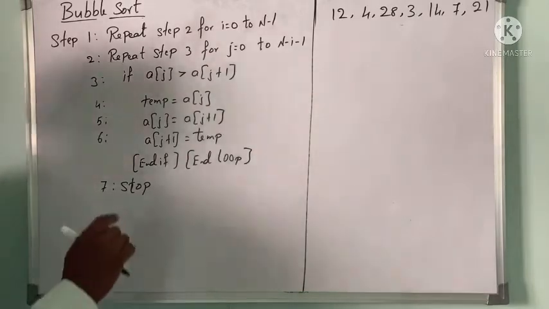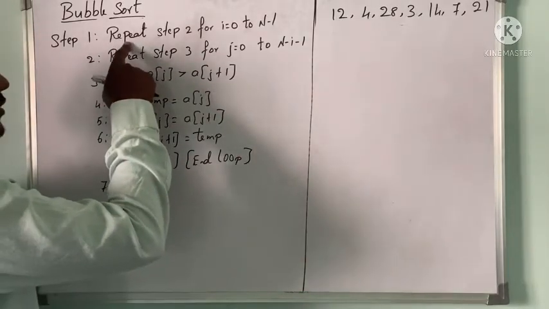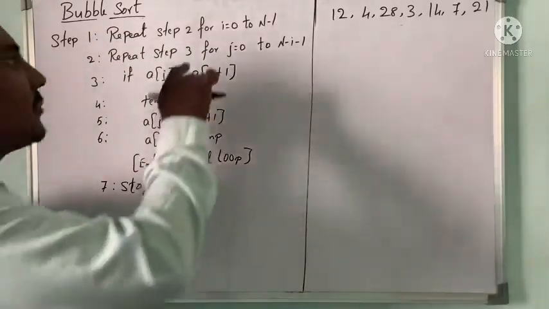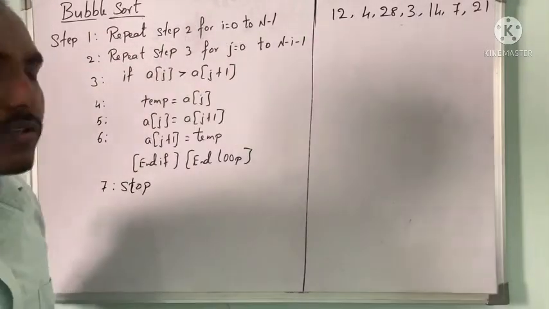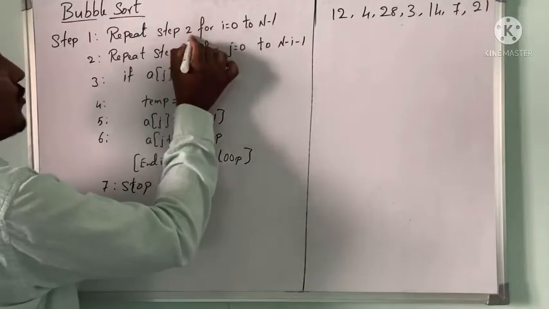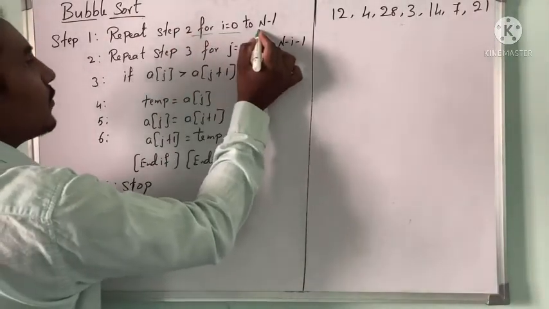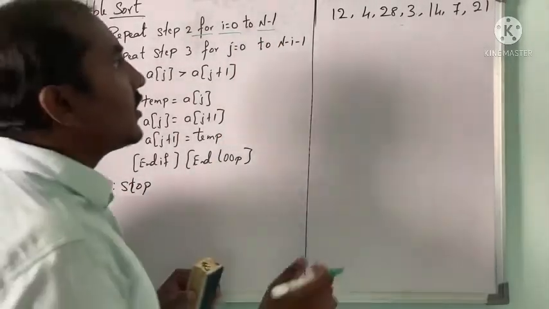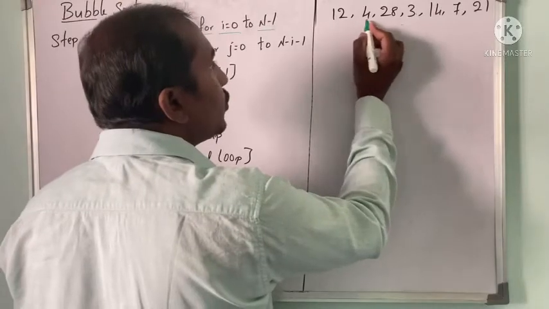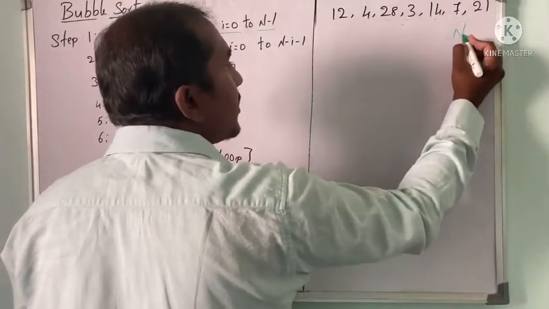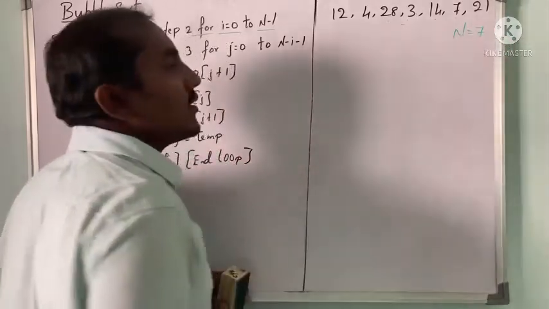Here, whenever you see this term repeat, it represents a loop. Okay, so we'll be using a for loop here. I have mentioned: repeat step 2 for i equals 0 to n minus 1. In the given example, if I consider the number of elements, we have 1, 2, 3, 4, 5, 6 and 7. So the number of elements for this algorithm is 7.